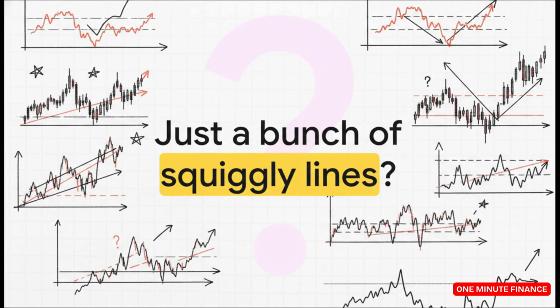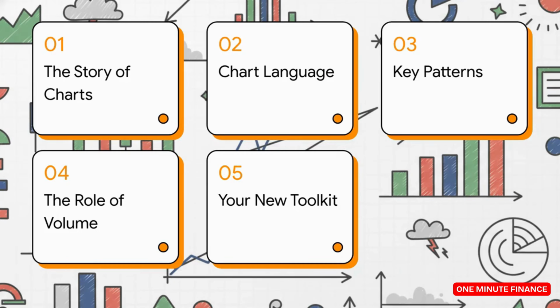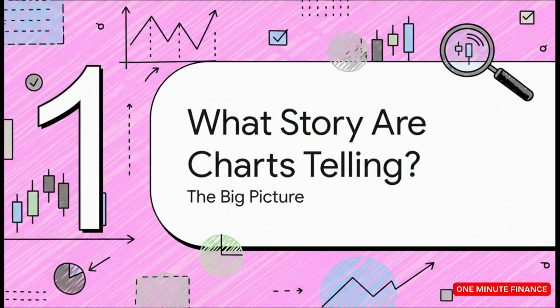At first glance, those peaks and valleys can just look like a bunch of chaos. But what if I told you there's a language hidden in there? And by the end of this explainer, you're going to have the basic tools to start decoding it all. So here's the game plan. We'll talk about the story charts are telling, learn the language, spot some key patterns, see why volume is so crucial, and then wrap it all up in your new toolkit. Okay, let's dive right in.